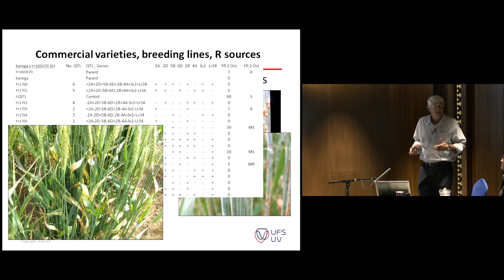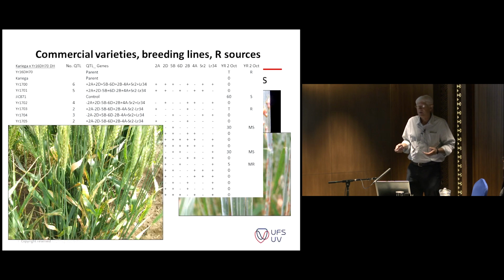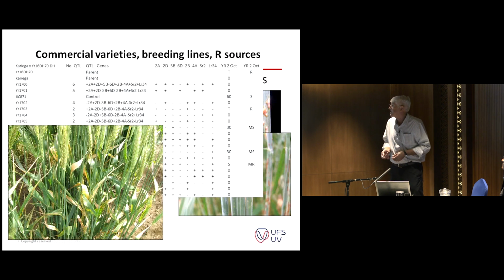But whenever you read a paper or a textbook on rust, you see the words pyramiding, stacking, combination. And the point I'd like to make at this point is that by just blindly stacking genes for resistance, it's not to say that you will get a highly productive variety. So there's still a lot for us to learn by adding or combining specific sources of resistance into one genotype.